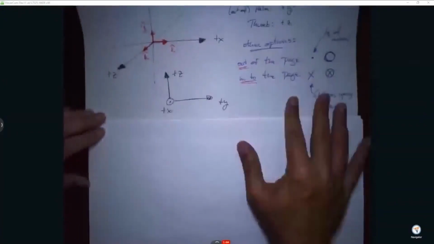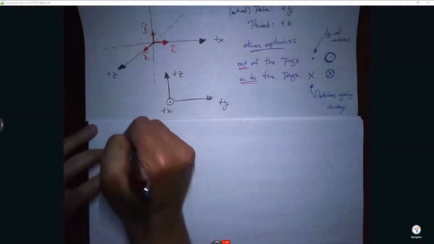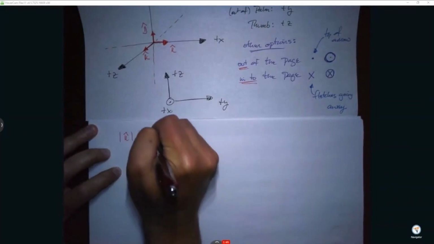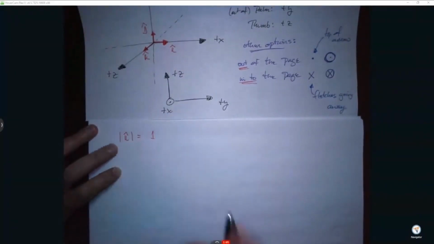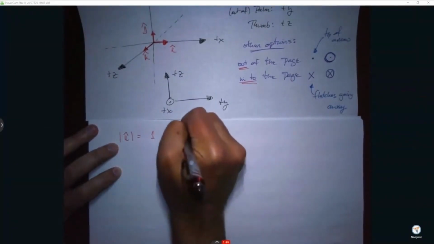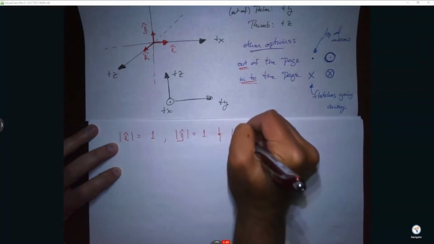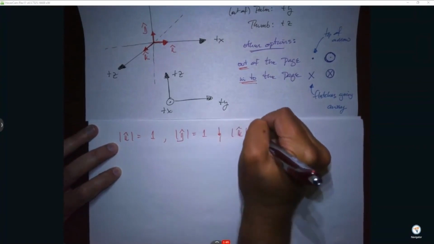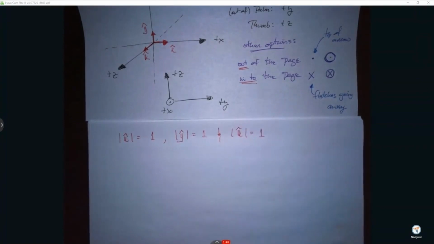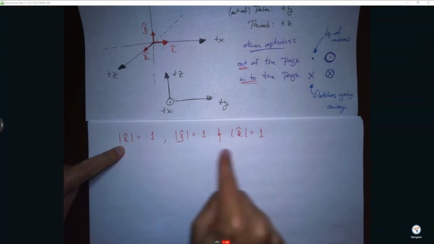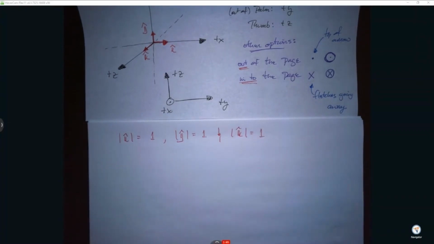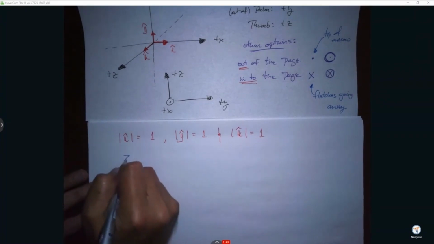Okay, and again, the magnitude of i hat is just 1. Magnitude of j hat is 1. Magnitude of k hat is 1. And so i, j, k are very commonly used. I've also seen things like x hat, y hat, z hat. So that's another option in terms of things that you might end up seeing.